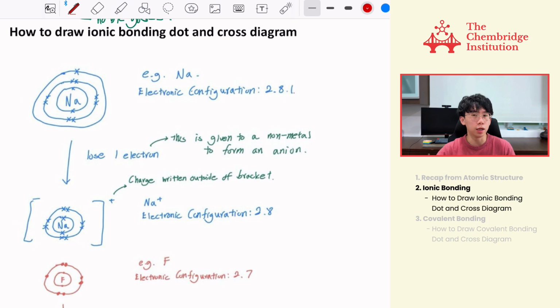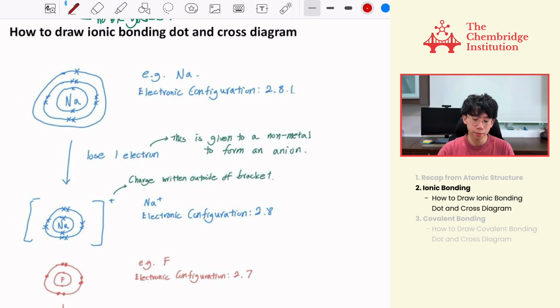Next up, we want to learn how to draw our dot and cross diagrams. It's actually a very essential skill because it's always asked during the test papers and even the final year exam papers, how to draw a dot and cross. So please master this skill.